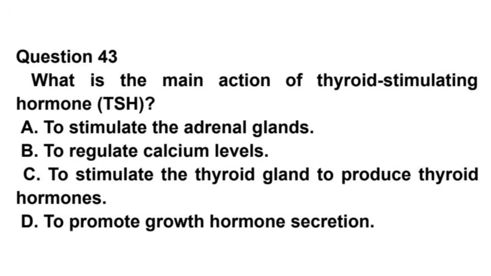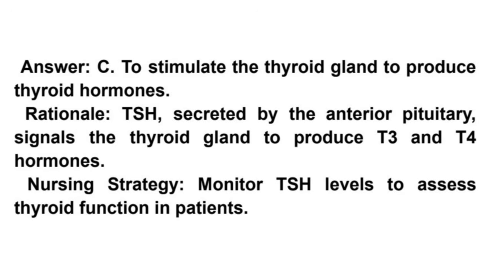Question 43. What is the main action of thyroid-stimulating hormone, TSH? A. To stimulate the adrenal glands. B. To regulate calcium levels. C. To stimulate the thyroid gland to produce thyroid hormones. D. To promote growth hormone secretion. Answer: C. To stimulate the thyroid gland to produce T3 and T4 hormones. Rationale: TSH secreted by the anterior pituitary signals the thyroid gland to produce T3 and T4 hormones. Nursing strategy: monitor TSH levels to assess thyroid function in patients.